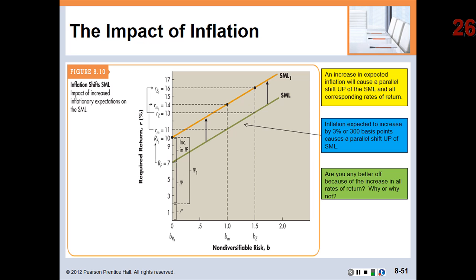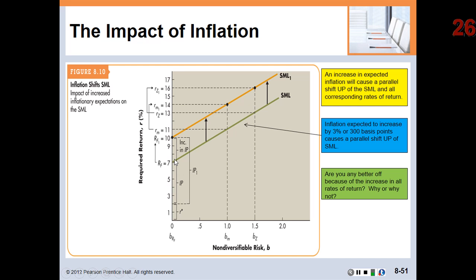So in this case, if we think inflation is going to increase by 3 percentage points, and we don't factor this increase into our expected return on our investments, we're losing 3 percentage points worth of purchasing power. So if we think inflation is going to go up by 3 percentage points, we're going to require 3 percentage points more from our investments than we previously did. So that's what we see here with the orange security market line.